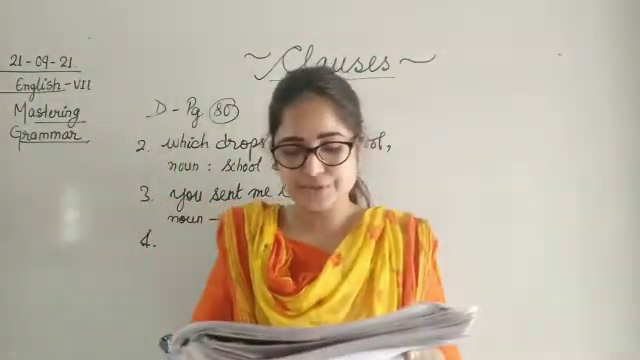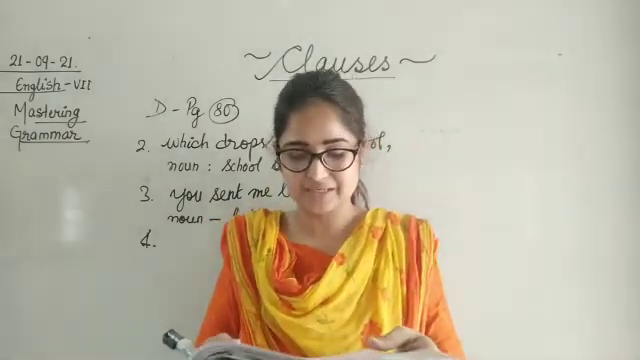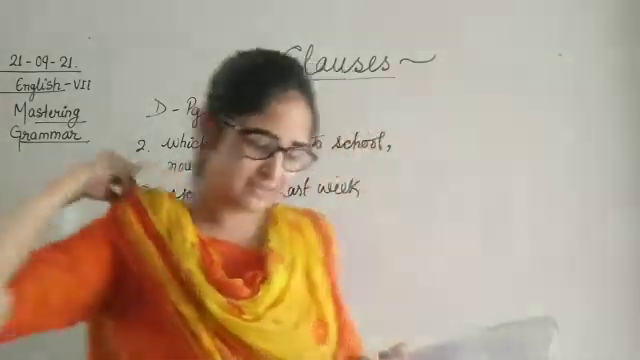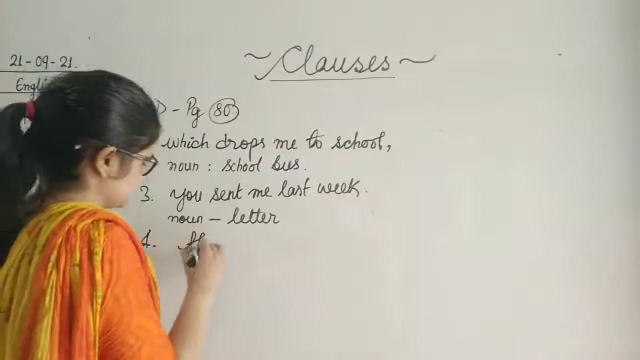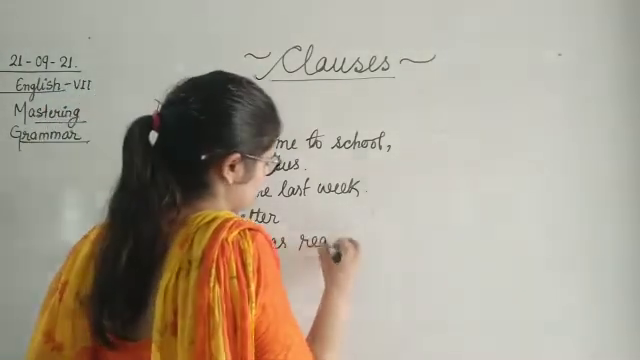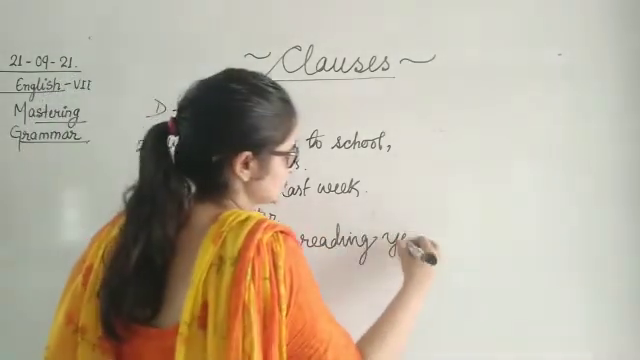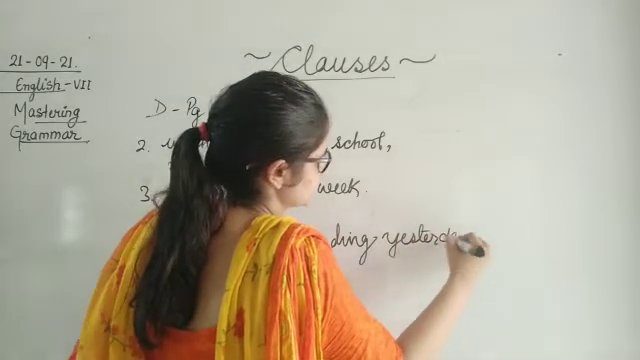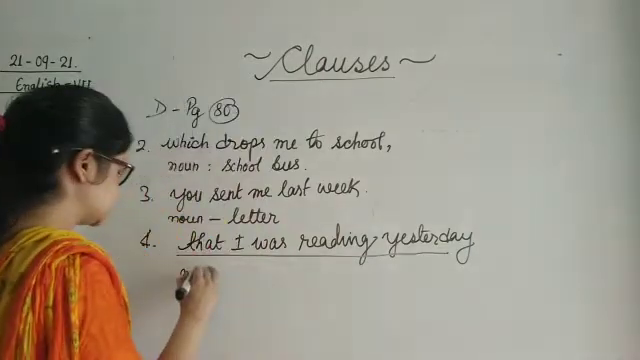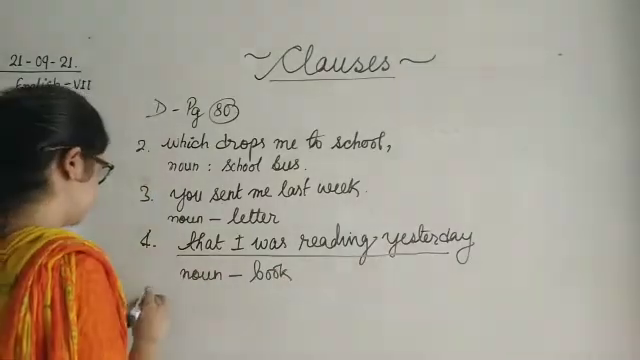The book that I was reading yesterday is on the table. So, the book that I was reading yesterday. You see? That I was reading yesterday is our adjective clause. Okay children, so mark it. And the noun which it is describing is the book. Right? So book. Number 5.